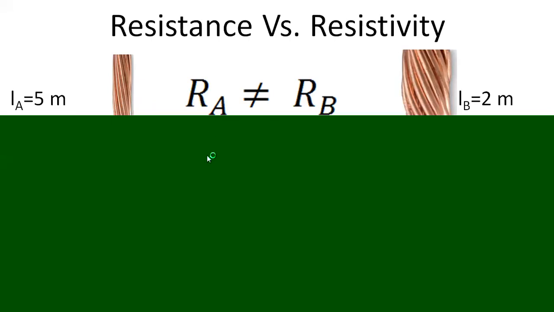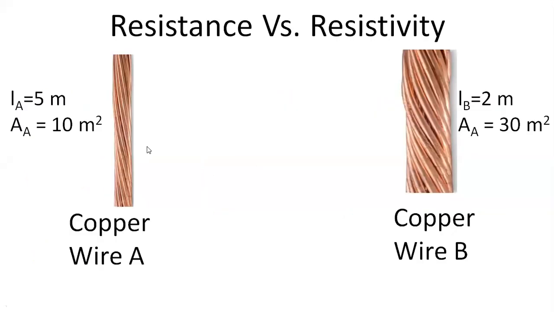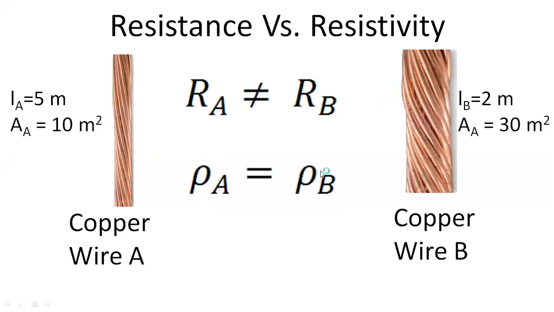But when we are comparing resistivity of both of them, resistivity is not dependent on length and area, because we derived resistivity by taking length as 1 meter and area as 1 meter square. So it doesn't depend on length and area, and we cannot consider their values for comparing resistivity. For resistance, you can compare length and area values, but resistivity will be the same for a single material. As both wires are made of copper, resistivity for A and B will remain the same. That is the difference. If material is the same, resistivity will be the same.